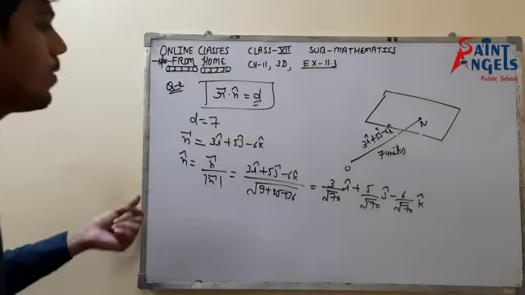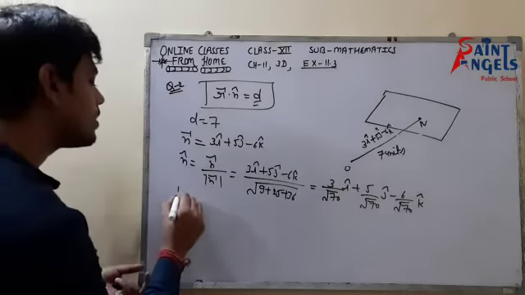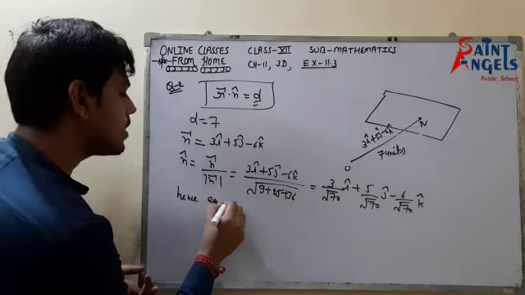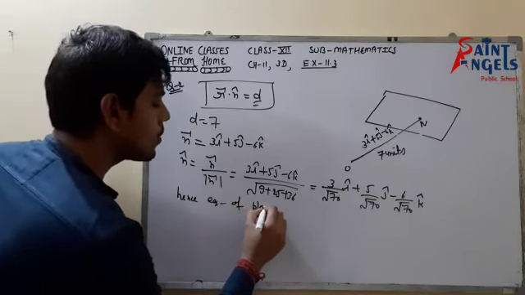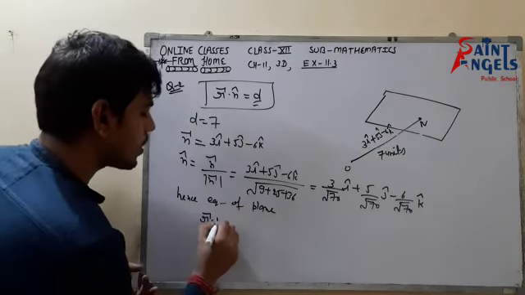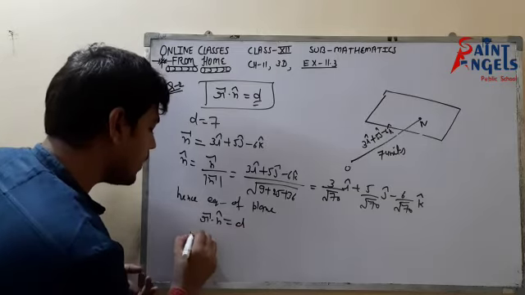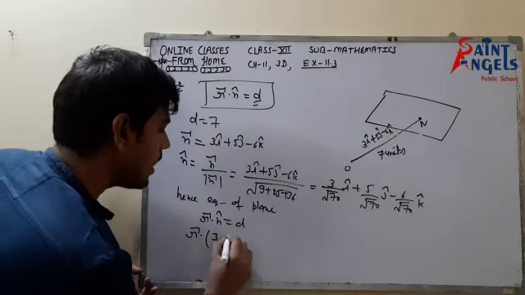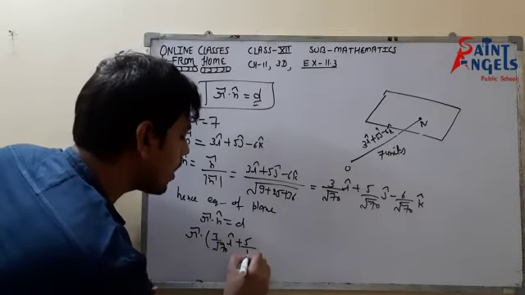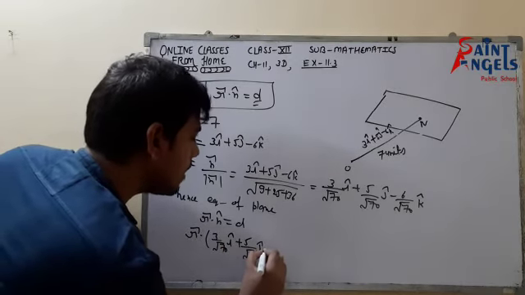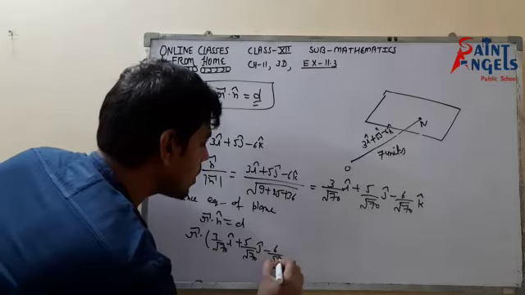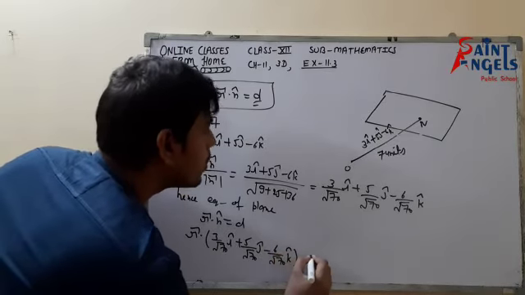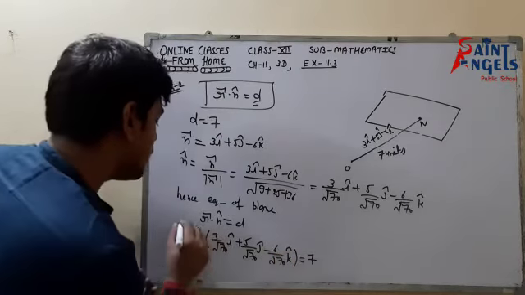Okay students, now what do we have to put? Hence the equation of plane would be r vector dot n cap equals d. That is r vector dot 3 upon under root 70 i cap plus 5 upon under root 70 j cap minus 6 upon under root 70 k cap equals d, which is 7. This is the vector equation.